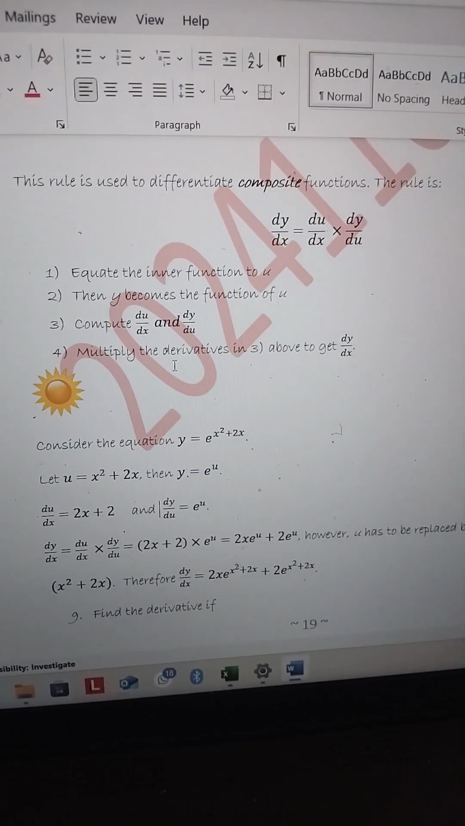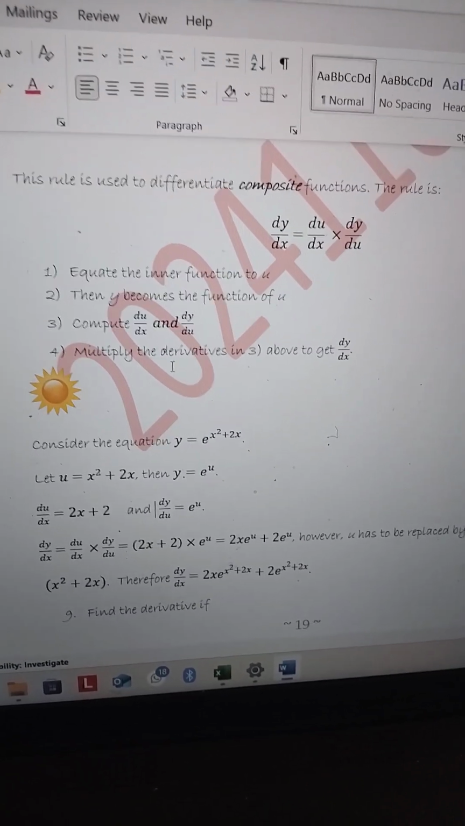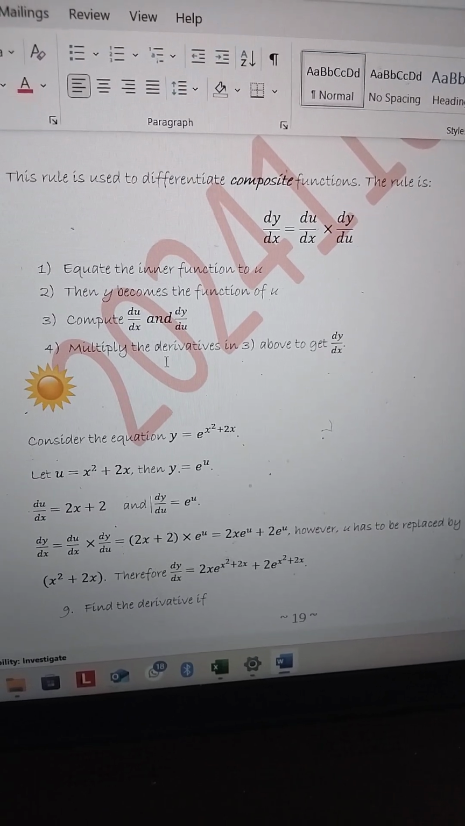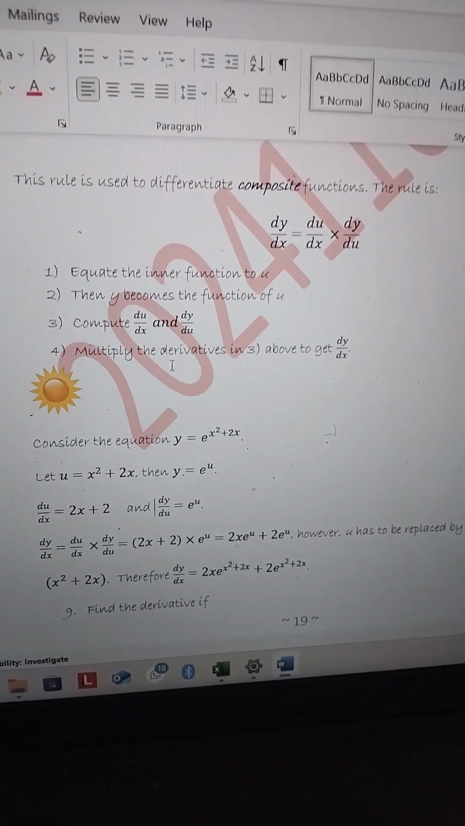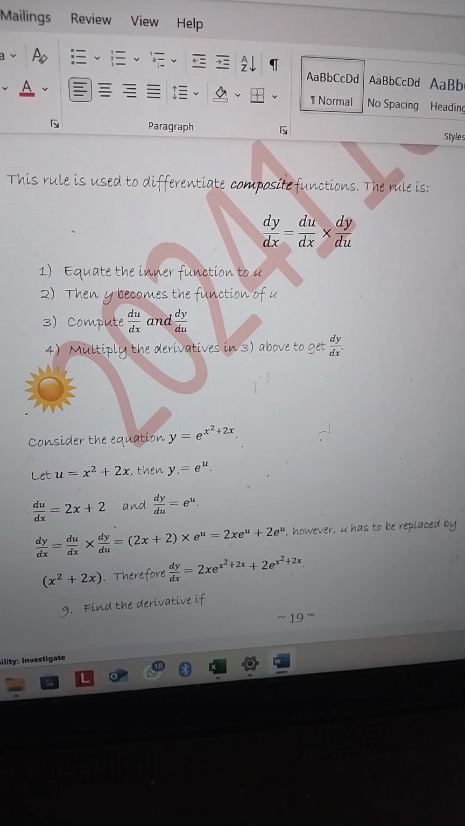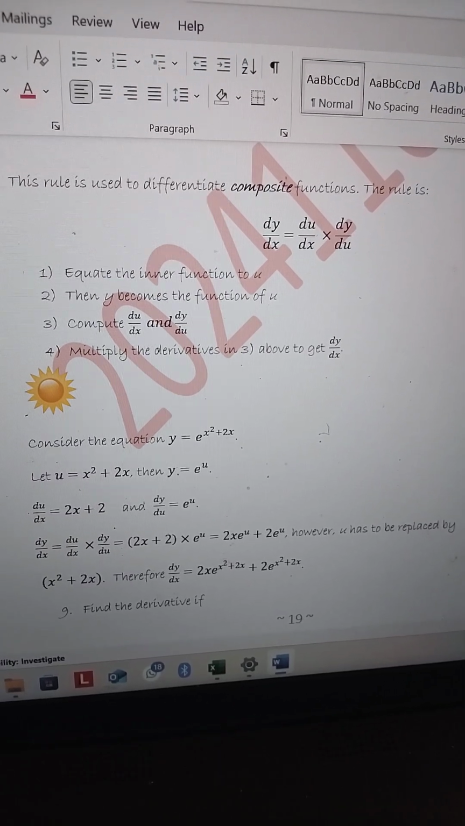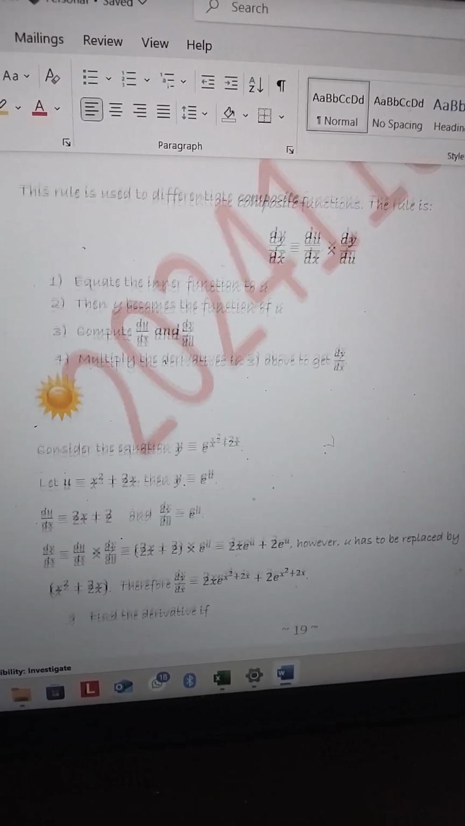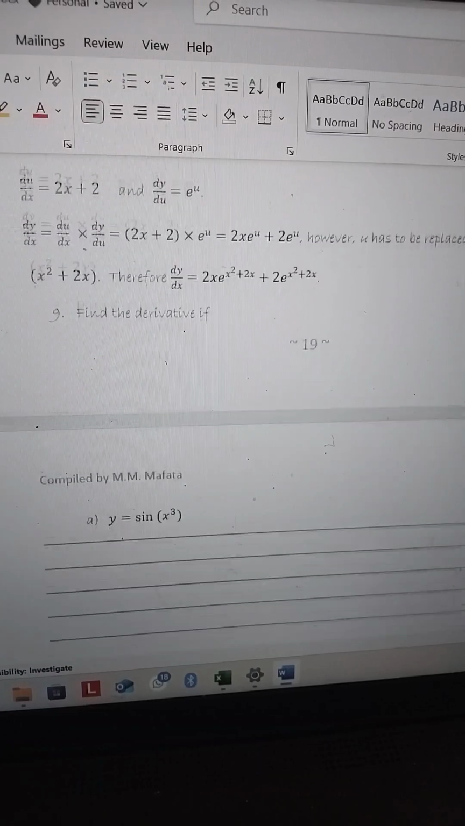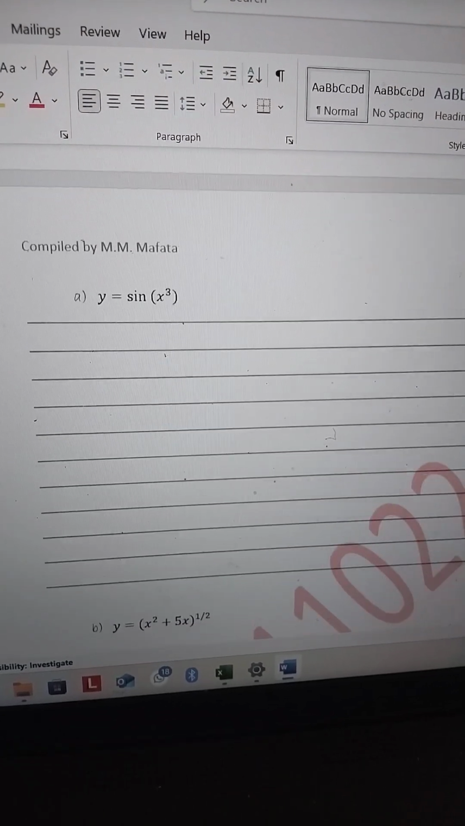This is our first example of the chain rule. Let me see if we have another example here. If not, we'll create another. All right, let's do this one.